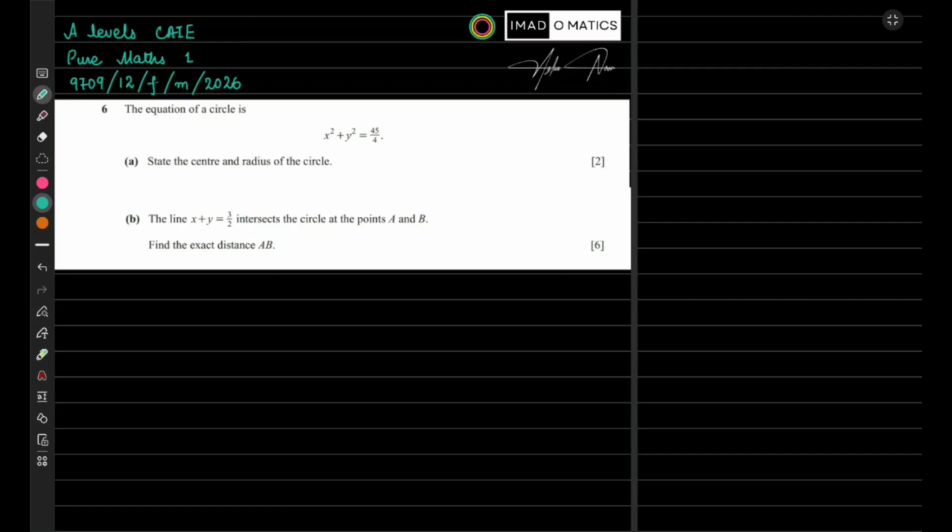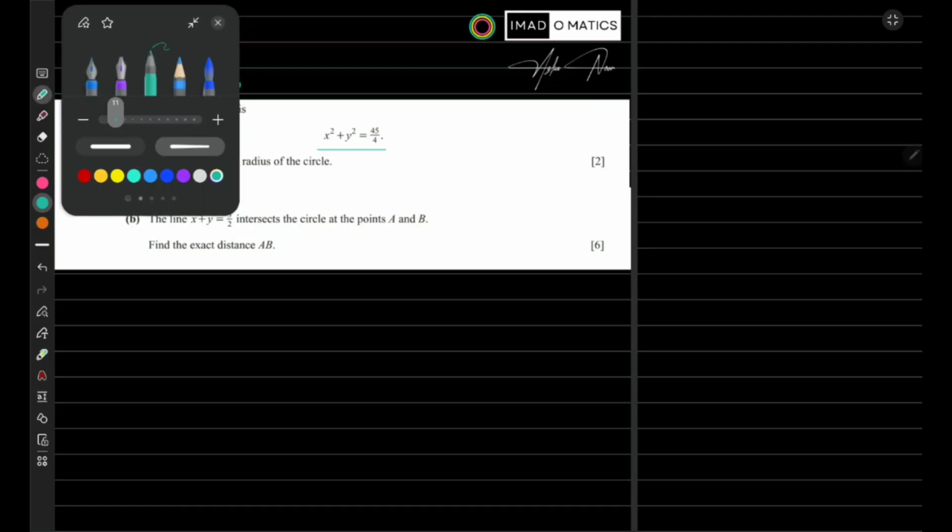We are doing question number 6, that says the equation of a circle is x squared plus y squared equals 45 over 4. State the center and the radius of the circle.